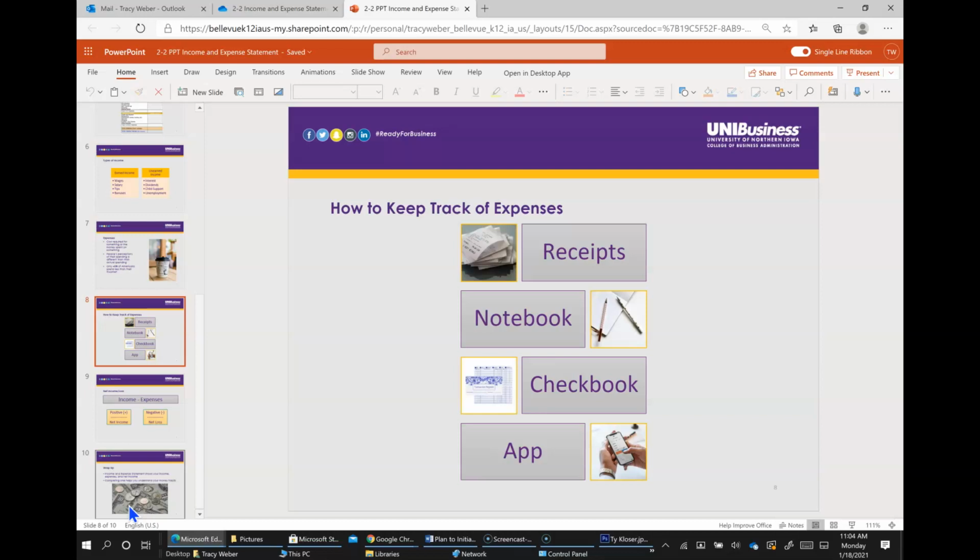1, you can keep your receipts. Every time you spend money, get a receipt. Keep all your receipts together until you do your statement. 2, keep a small notebook. Write down everything you spend in the notebook. 3, write down expenses in your checkbook. In addition to writing down your checks, write down all expenses in the check register that comes free with your checks. Or 4, use an app. Find an app that tracks expenses and remember to use it every time you spend money.